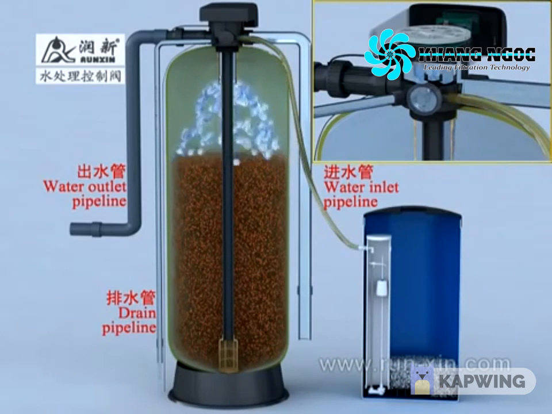After the brine is sucked, raw water still flows into the control valve from the inlet, through the valve core and injector to the tank, down through the resin layers and the bottom strainer, upward through the riser pipe to the valve core, then flows out from the drain outlet.